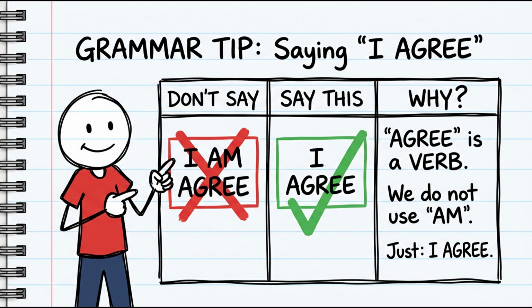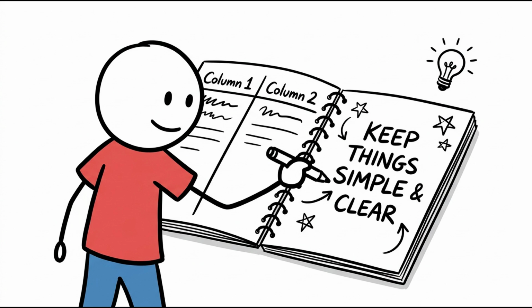The second column is the correction. Write the correct version of that same sentence right next to it. I agree with your opinion. The third column is what we can call the why, the underlying rule. Here, explain the mistake to yourself, in your own simple words, not copied from some dense grammar textbook. Keep it short and genuinely practical. Something like, agree is a complete verb on its own. It doesn't need the helping word am in front of it.